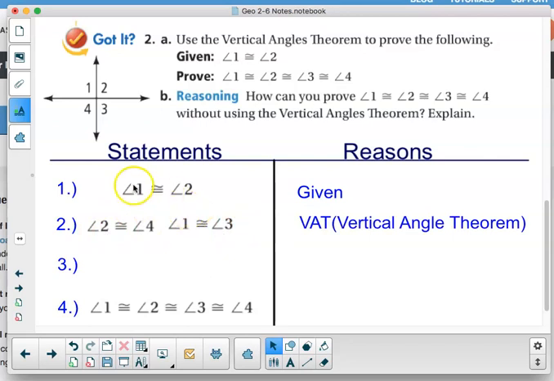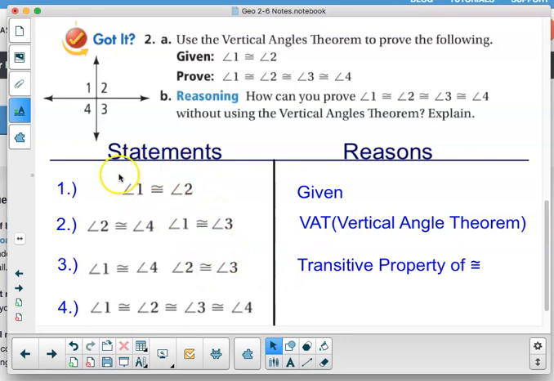Okay, and now I know that 2 is congruent to 3, and I know that 1 is congruent to 4 by transitive property. Remember, 1 and 2 are congruent, 1 and 3 are congruent, so now 2 and 3 must be congruent. 1 and 2 are congruent, and angle 2 and 4 are congruent, so 1 and 4 must be congruent. That's how I was able to use transitive property.